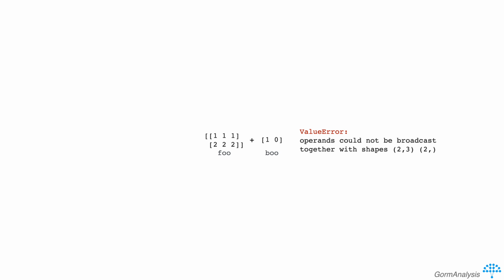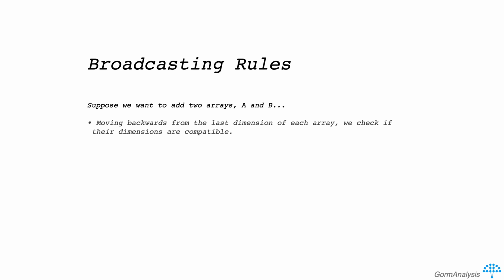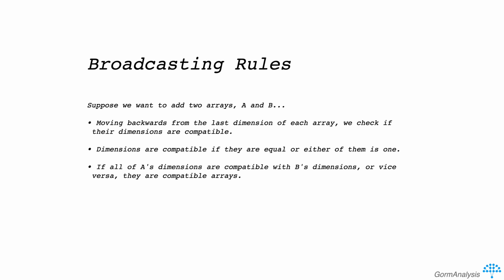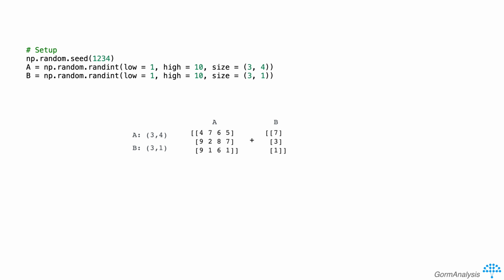So how does broadcasting work and when can we use it? Formally speaking, suppose we want to add 2 arrays, A and B. Moving backwards from the last dimension of each array, we check if their dimensions are compatible. Dimensions are compatible if they are equal or either of them is 1. If all of A's dimensions are compatible with B's dimensions, or vice versa, they're compatible arrays. Informally speaking, I think it really helps to visualize the arrays you're working with and how they'd expand for element-wise operations. Let's see some examples.